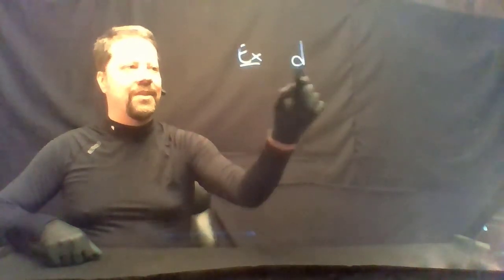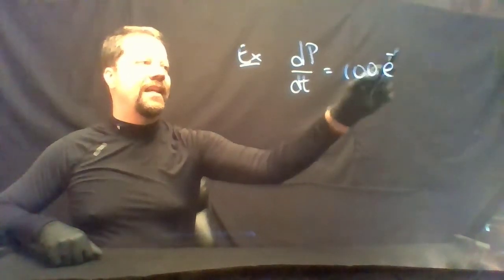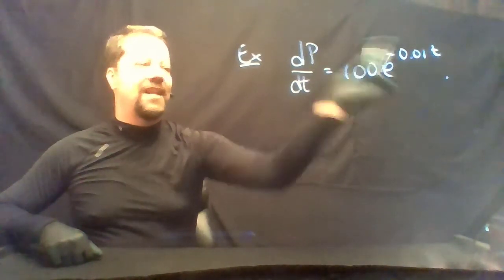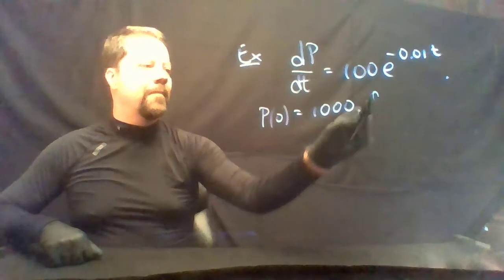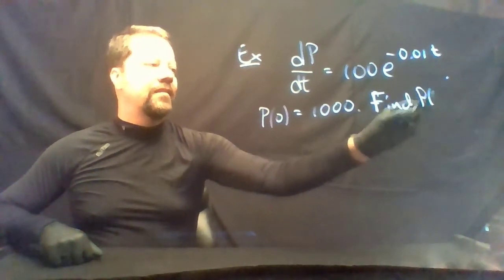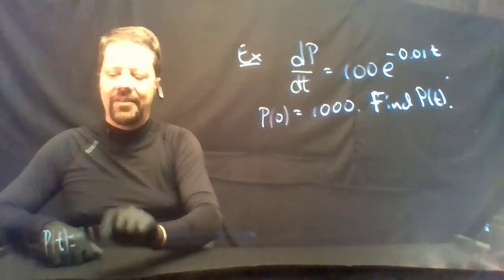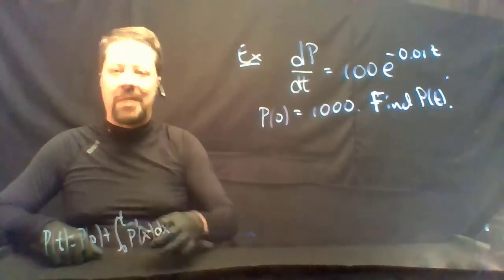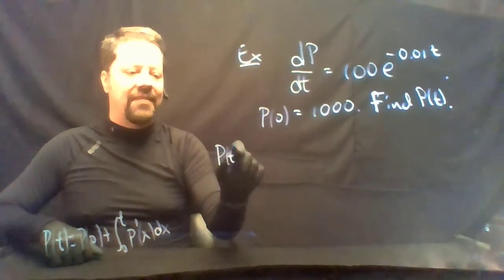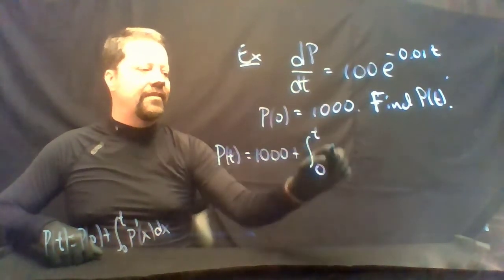Of course, there are many assumptions that we can make about populations. Let's suppose that we assume that the rate of growth of a population is equal to, let's say, 100 e to the negative 0.01 t. Let's also suppose that the initial population size is 1,000. I want to find the population size as a function of time. Remember, P of t should be P of 0 plus the integral from 0 to t of the derivative of the population size. So we're going to get P of t equals 1,000 plus the integral from 0 to t of the derivative evaluated at x.